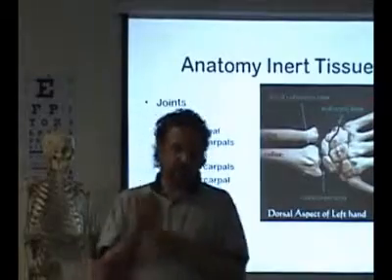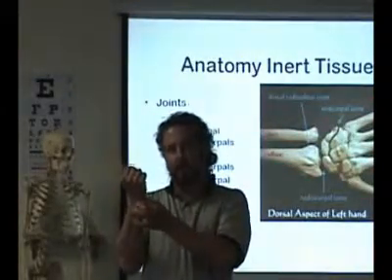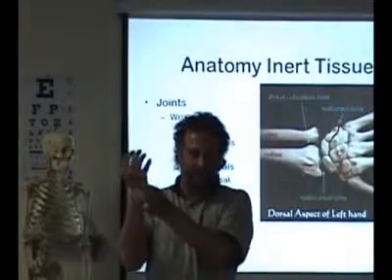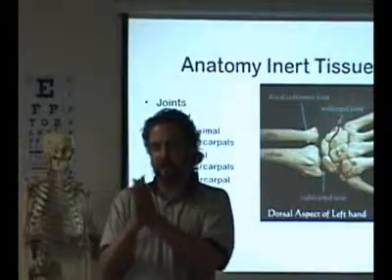Then you have the joints between the carpals. You have the proximal row of carpal bones, then you have the distal row of carpals, and then you have intercarpal joints. And those are basically just gliding joints.